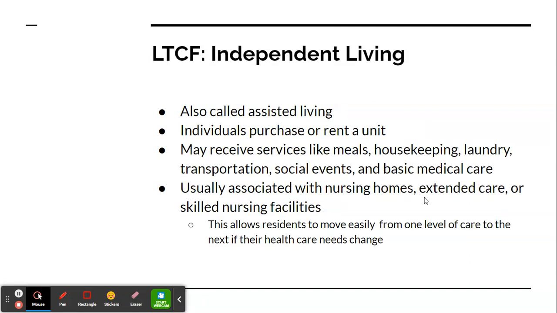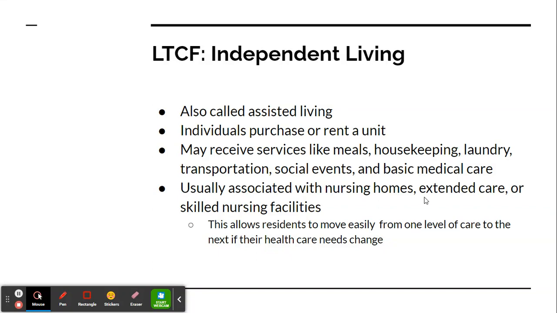And then we have independent living. You may see this called assisted living. This is where people are purchasing or renting a unit in a larger complex. These people tend, or should be able, to do all of those ADLs by themselves, but the facility or location will offer services like assistance with meals, housekeeping, laundry. For instance, if someone can live their day-to-day life by themselves, but they can't drive, this would be a great place for them, and they can get assistance with that transportation to and from doctor's appointments or other events.